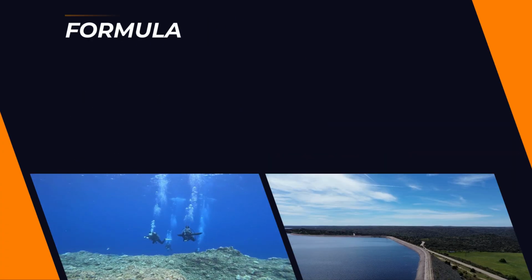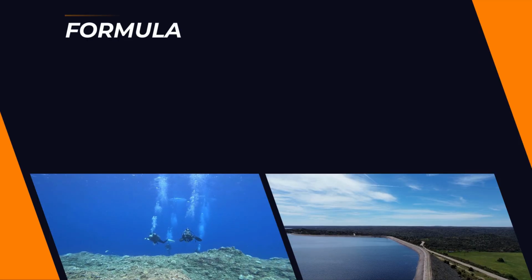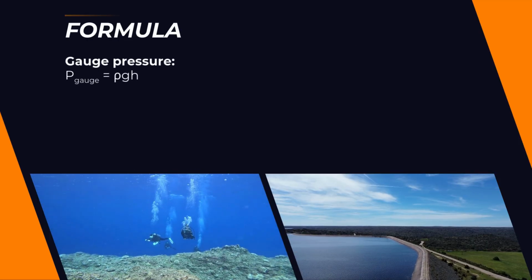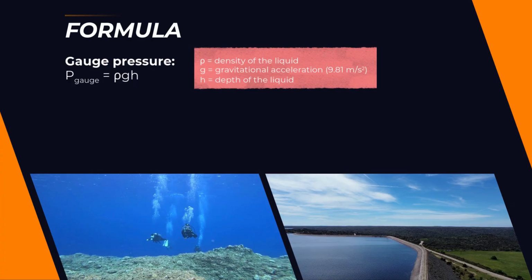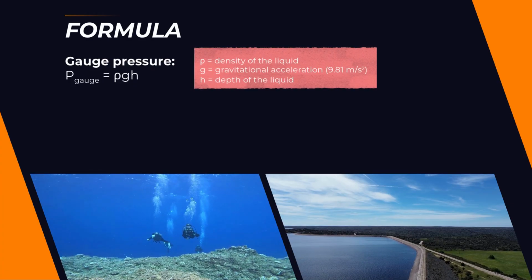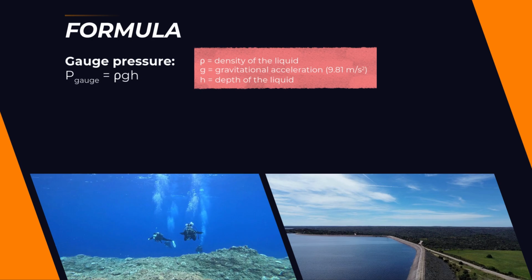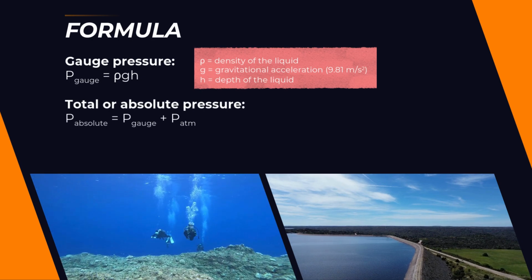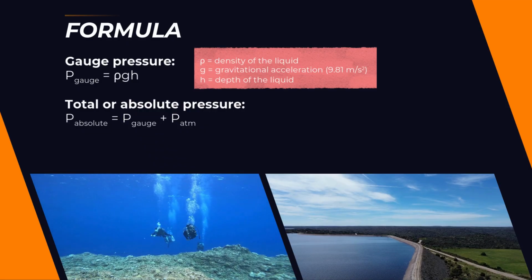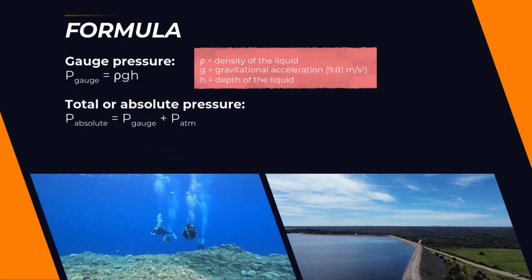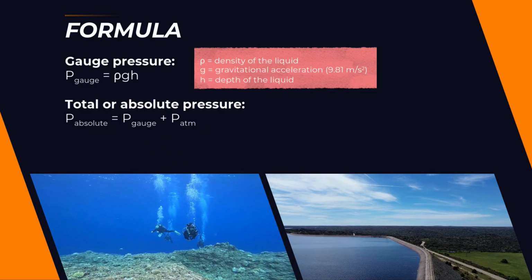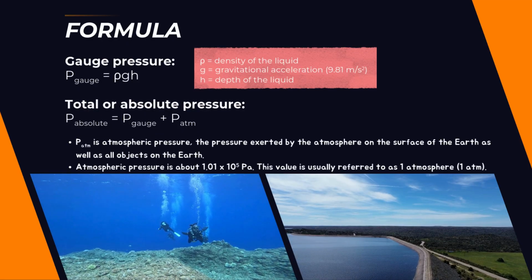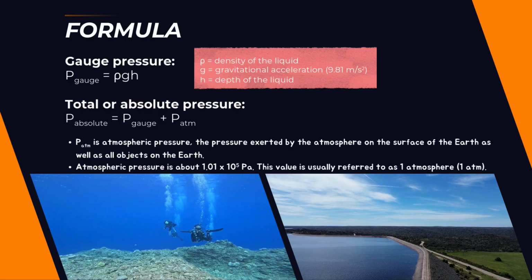The gauge pressure in a liquid is given by the formula P gauge equals ρ g h, where ρ is the density of the liquid, g is gravitational acceleration equal to 9.81 meter per second square, and h is the depth. The total or absolute pressure is calculated by adding atmospheric pressure to the gauge pressure. Atmospheric pressure is approximately 1.01 times 10 to the power of 5 pascals, or 1 atmosphere.